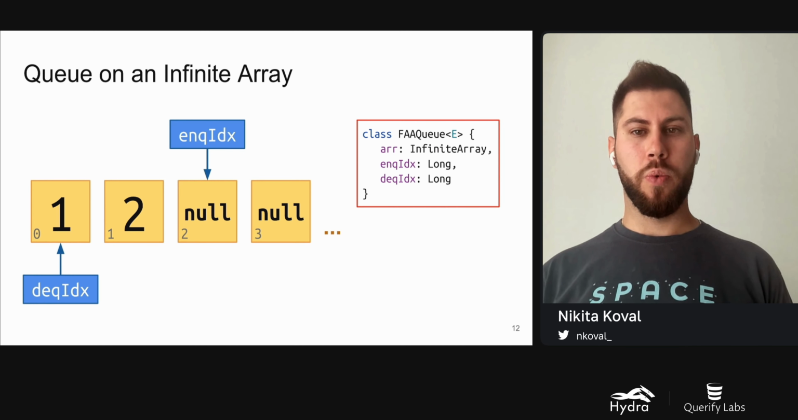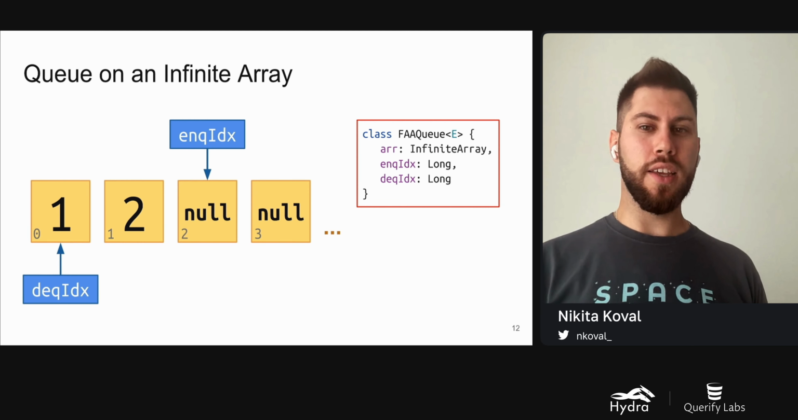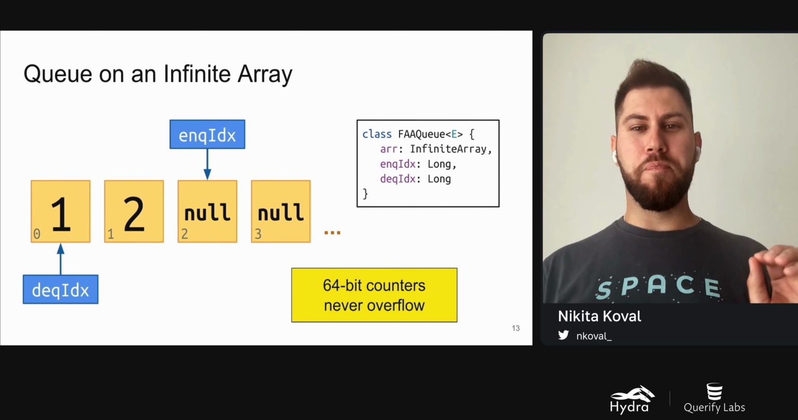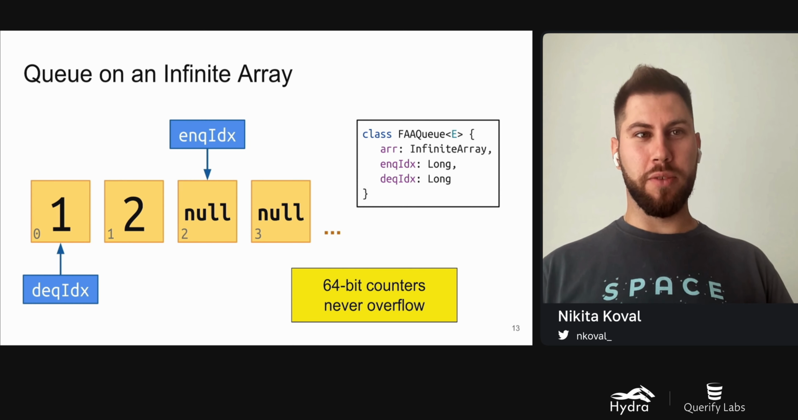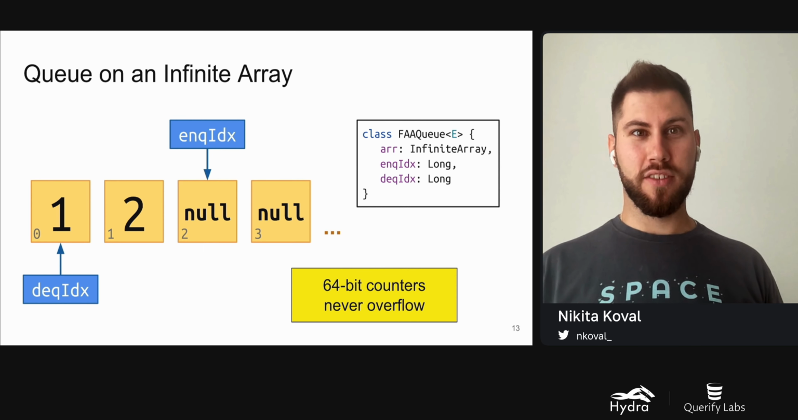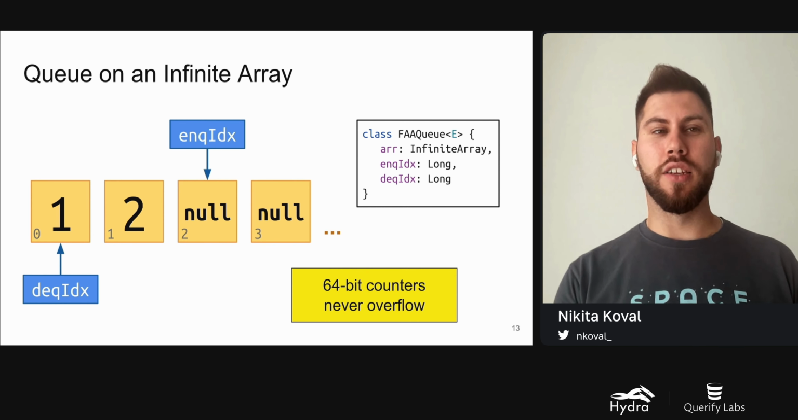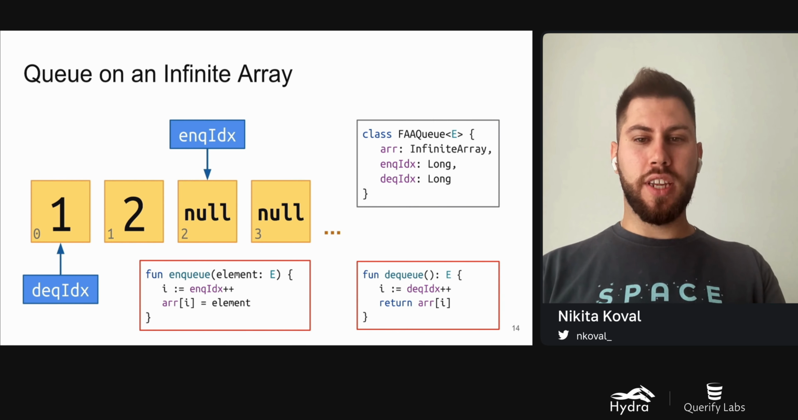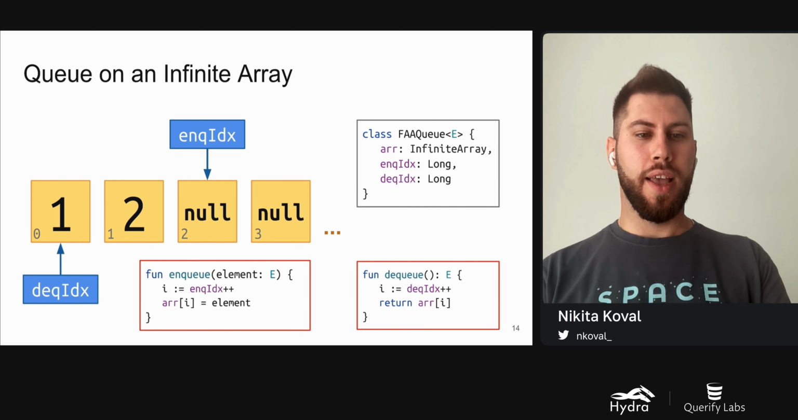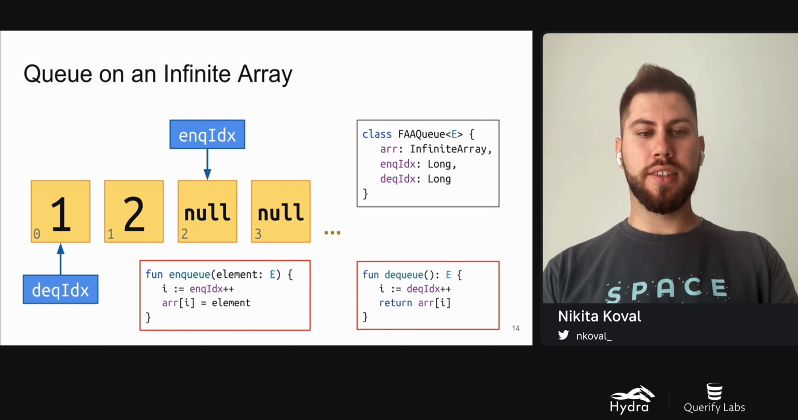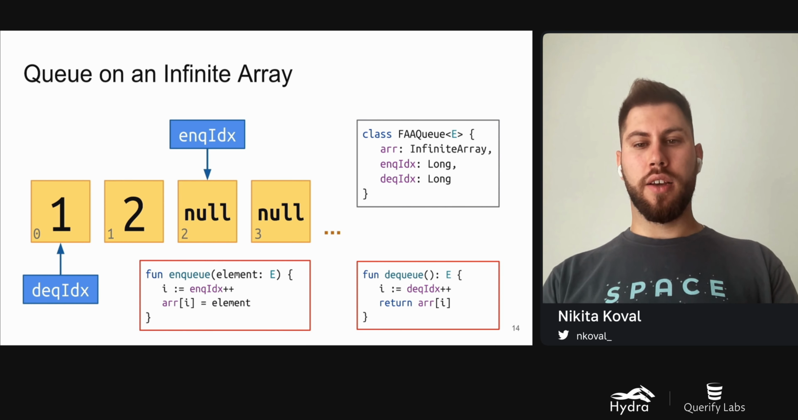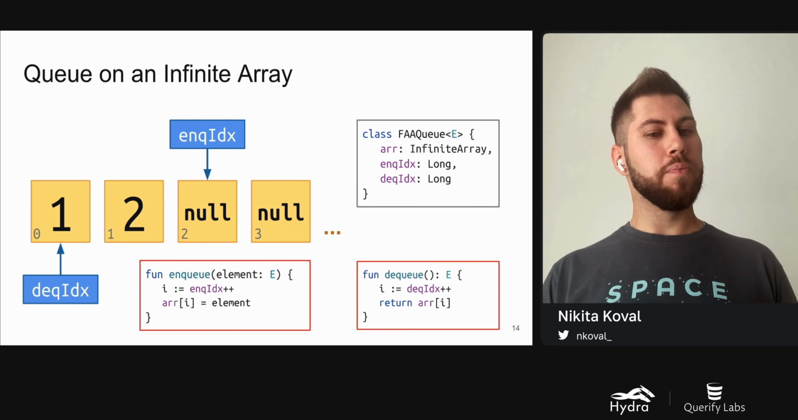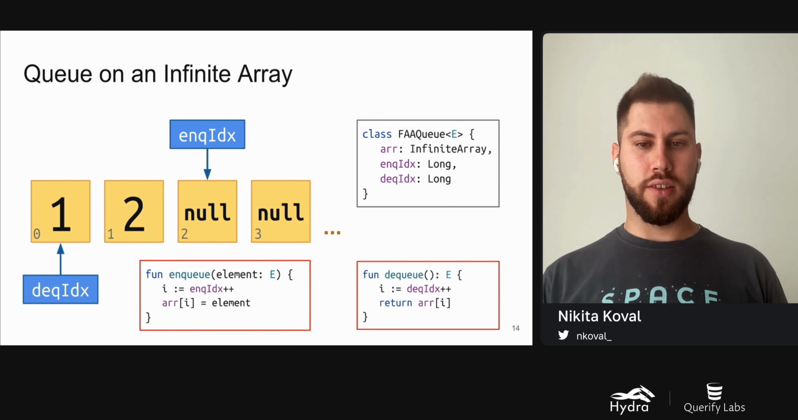So we have an infinite array, and two counters, and these two counters must be infinite, right? But if they are 64-bit counters, in practice they never overflow. So in practice, 64-bit counters are infinite. That's one of the main tricks in designing such algorithms. And the enqueue and dequeue operations are very simple. The enqueue operation increases its counter, thus it claims the array cell for the operation, and after that it puts the element into this cell.